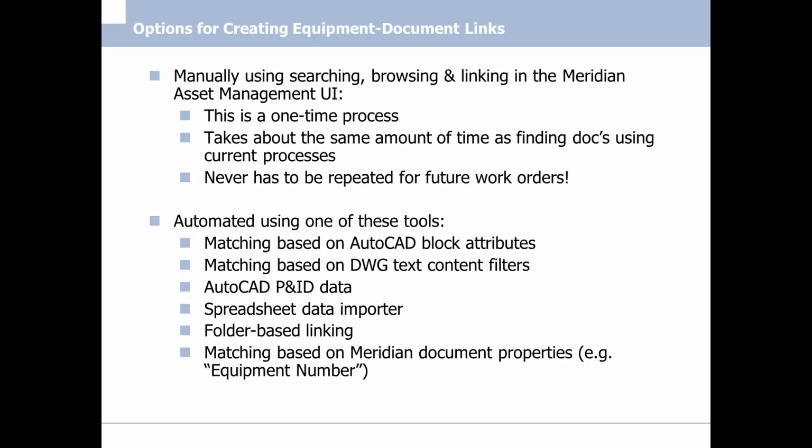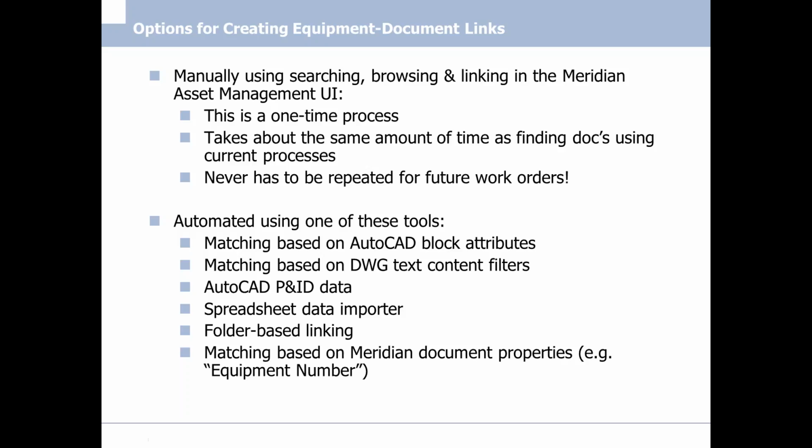However, all that linking can be done automatically through a variety of different methods. The asset management module can look at your AutoCAD drawings and extract equipment numbers from AutoCAD drawings based on, if you have blocks and attributes for the different symbols for the pieces of equipment, based on text contents. And there's a lot of filtering and matching parameters you can provide to help perfect that. We'll work with AutoCAD P&ID and read the P&ID database.